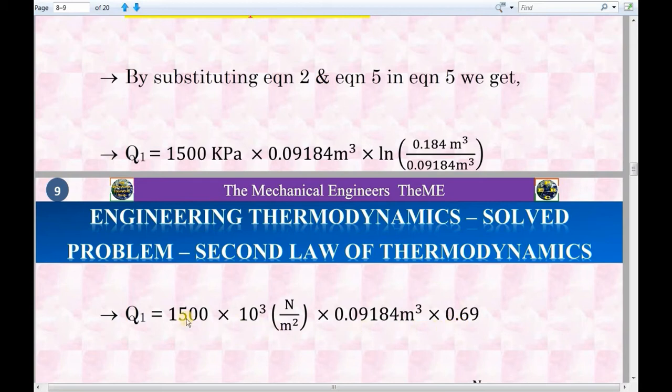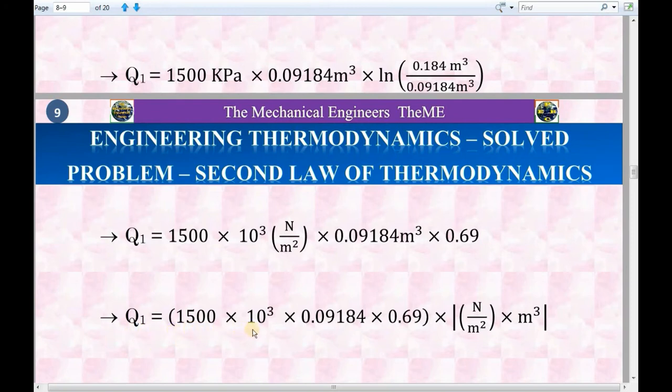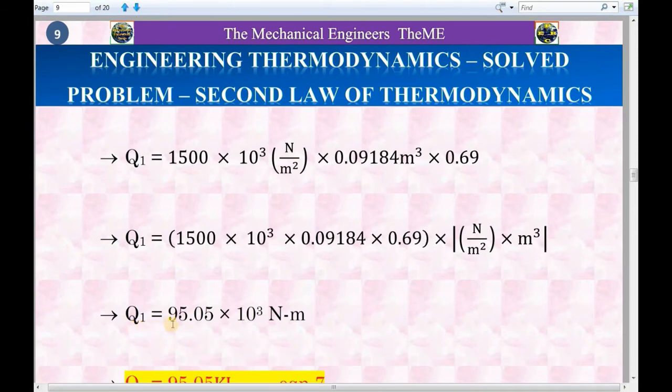In this RHS, split the numerical terms and SI units. We get Q1 is equal to 1500 into 10 power 3 into 0.09184 into 0.69 into Newton per meter square into meter cube. In this RHS, 1500 into 10 power 3 into 0.09184 into 0.69 is 95.05 into 10 power 3. And Newton per meter square into meter cube is Newton meter, because meter cube divided by meter square is meter. So the next step will be Q1 is equal to 95.05 into 10 power 3 Newton meter.